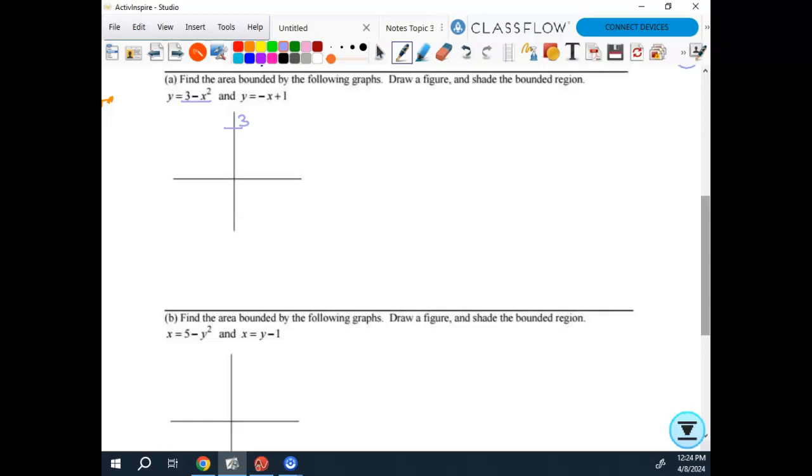So it's going to open down like this, but I need to know where it actually intersects. So let's substitute in, what happens if y is 0? I want to find my zeros, right? That's 3 minus x squared, so x squared equals 3. So x is equal to plus or minus the square root of 3. You agree with that? Okay. Let's just draw this in: negative square root of 3, positive square root of 3. We'll see if we even have to know what square root of 3 is at that point.